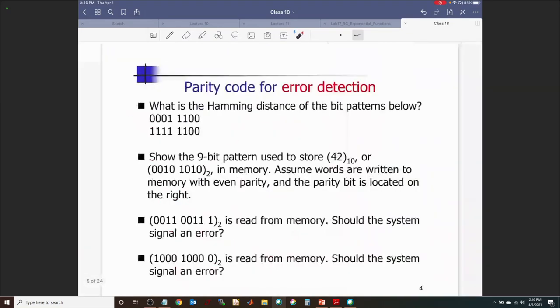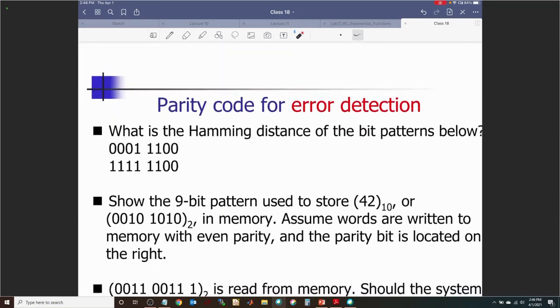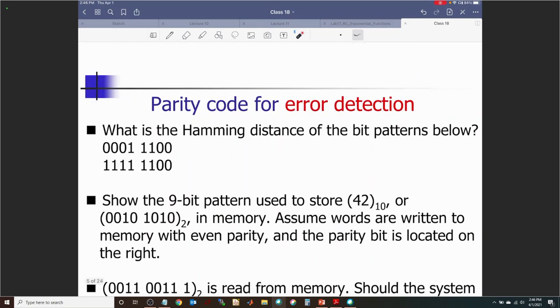All right. So let's talk about the parity code, and here we are focusing on error detection. We need to talk about a few examples here just to understand the basics so that we are ready for a deeper conversation about Hamming error correction codes. So first we'll talk about Hamming distance, right? That's the first question. What is the Hamming distance of the bit patterns that are shown below? Hamming distance is essentially the number of locations, the number of bits, that are different.